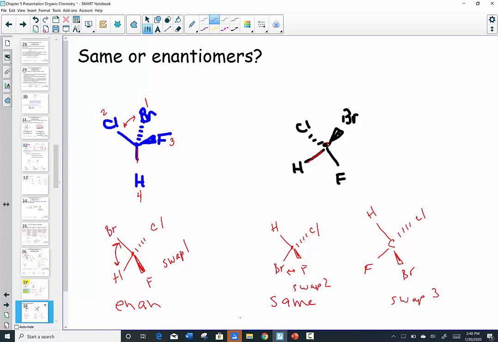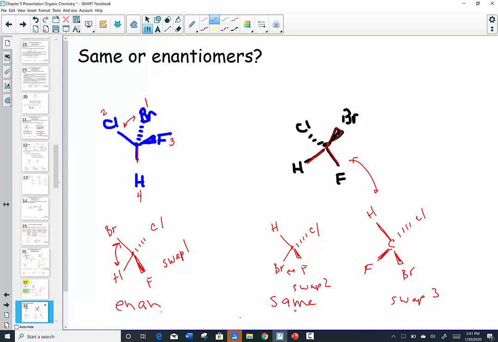Carbon has a straight bond to hydrogen. It does. Straight bond to fluorine. It does. In the same plane as the carbon are the H and the F. Yes. Coming out of the page as a wedge is a bromine. Perfect. Going behind the page is a chlorine, as a dash. Perfect. All right, so we've accomplished it. It took us 3 swaps.